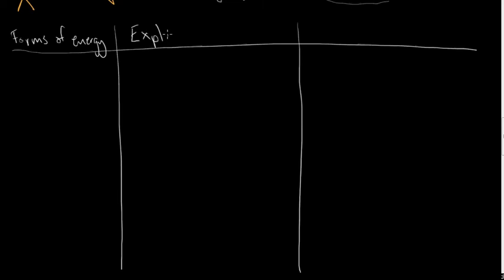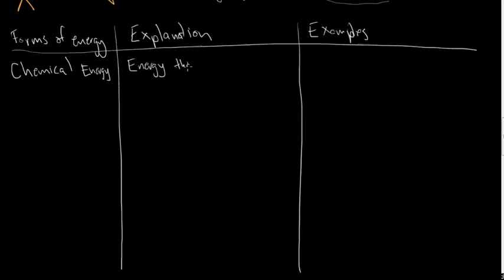So for each one, we'll have the forms of energy, the explanation, and then some examples. Okay, the first one we already saw is chemical energy. We saw how certain chemicals like fossil fuels can have lots of energy, and so this is a very easy explanation. It's just the energy that chemicals have. That's all it means. Chemical energy, the energy that chemicals have.